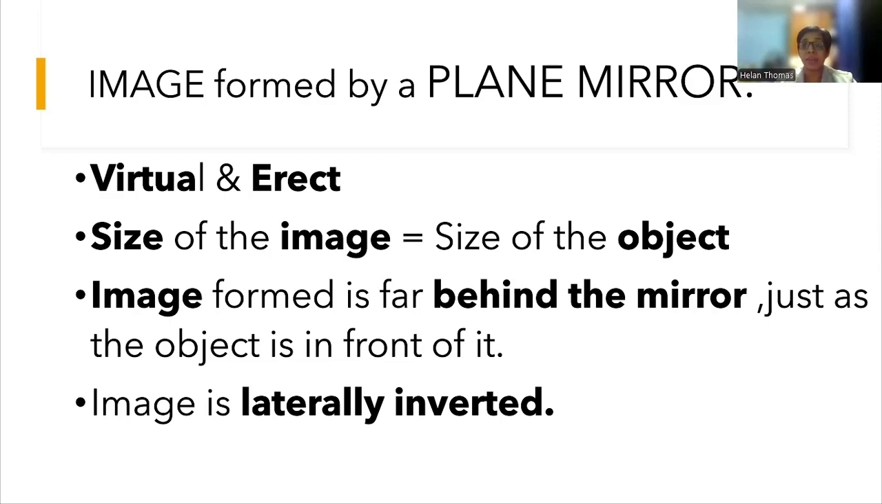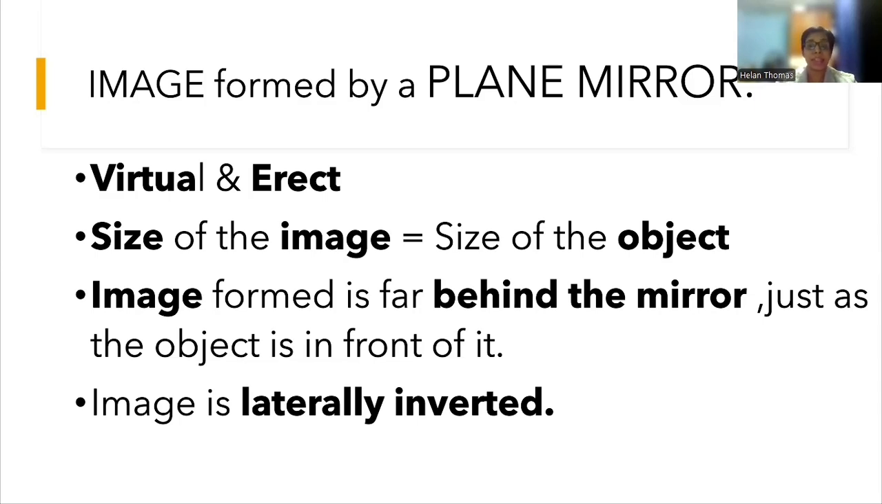What is lateral inversion? See, if you show B to the mirror, how will the mirror show it? B will be shown as D. This is lateral inversion. So these are the qualities of the image formed by a plane mirror. First, it's virtual, it's erect, and the size of the image and the size of the object are equal. The image is formed as far behind the mirror as the object is in front of it.